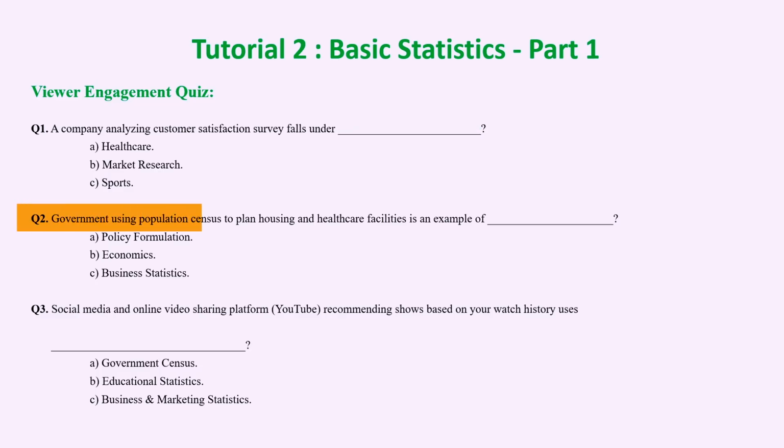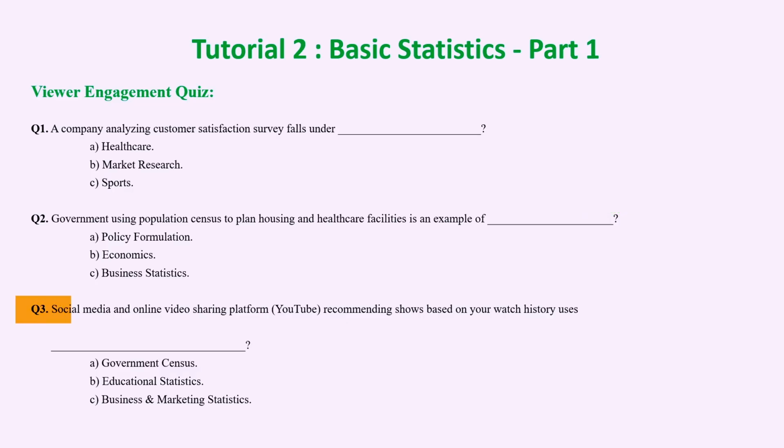Quiz 2. Government using a population census to plan housing and healthcare facilities is an example of option A policy formulation, option B economics, option C business statistics. The right answer is option A policy formulation.